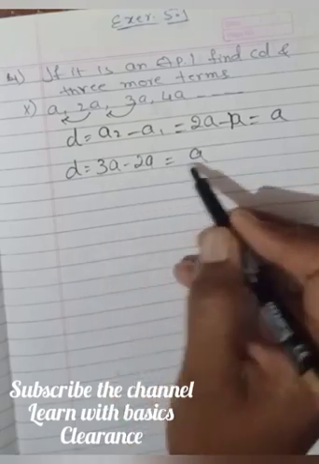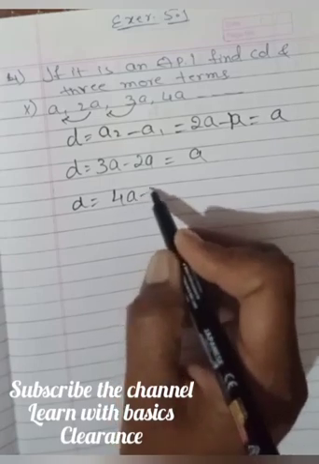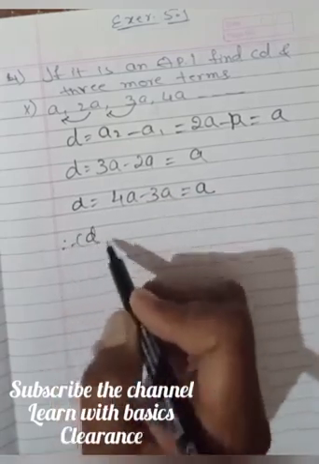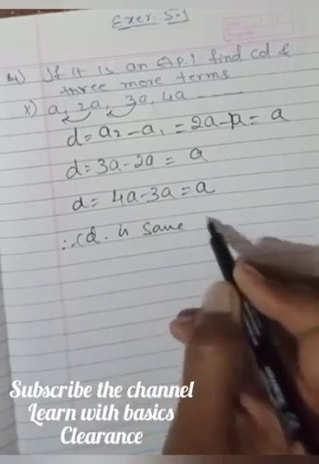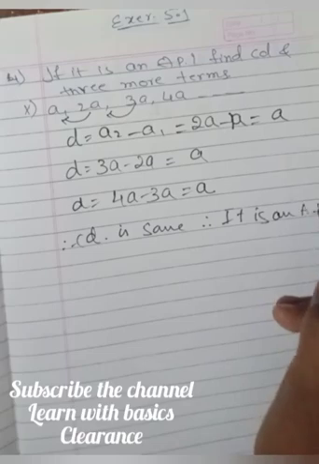Another difference is between these two terms, that is 3a minus 2a, which is equal to, yes, 3a minus 2a is what? It is a. In the next one also we'll check 4a minus 3a. Very simple. This is also a. Here the common difference is the same. Therefore, it is an AP.